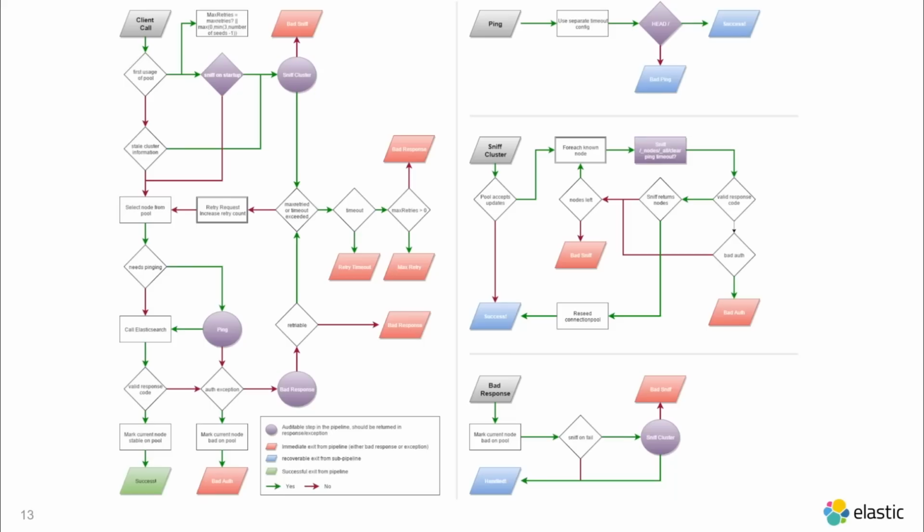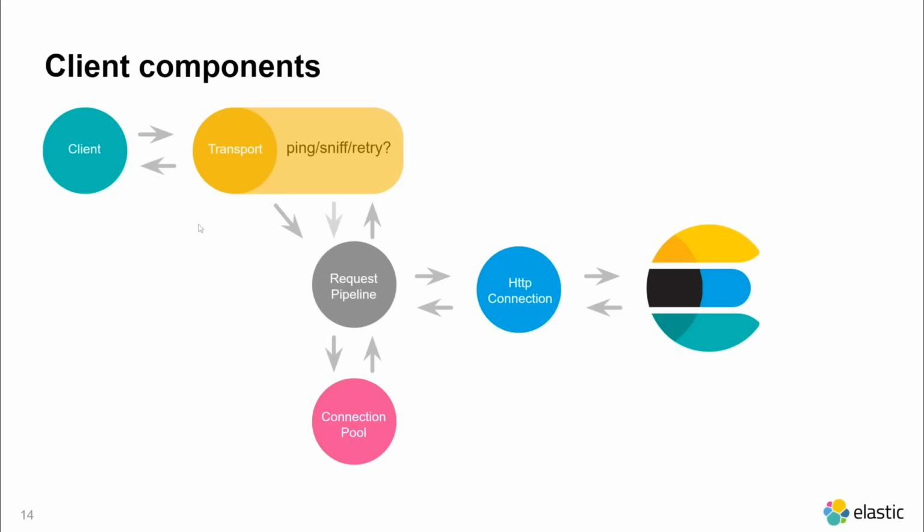Yeah. So again, the clients should be really composable and configurable to do just as much as you need them to as well. As you see in this simplified diagram, the transport will try to do a ping, sniff, or retry, and the request pipeline actually implements those options, and we'll select the node from the connection pool, and then we'll try the HTTP connection, which is the HttpClient-based IConnection implementation that we ship with, and then call Elasticsearch.